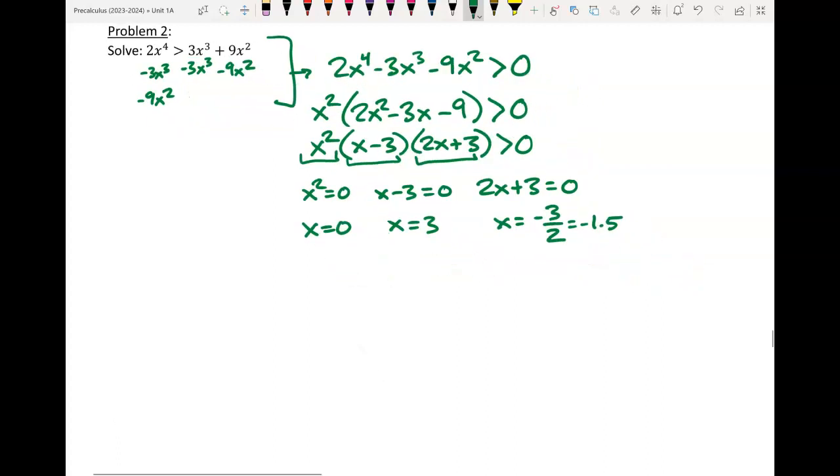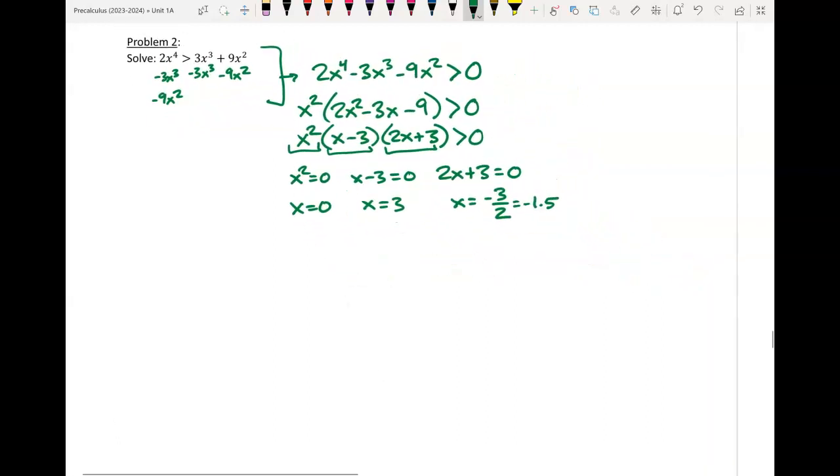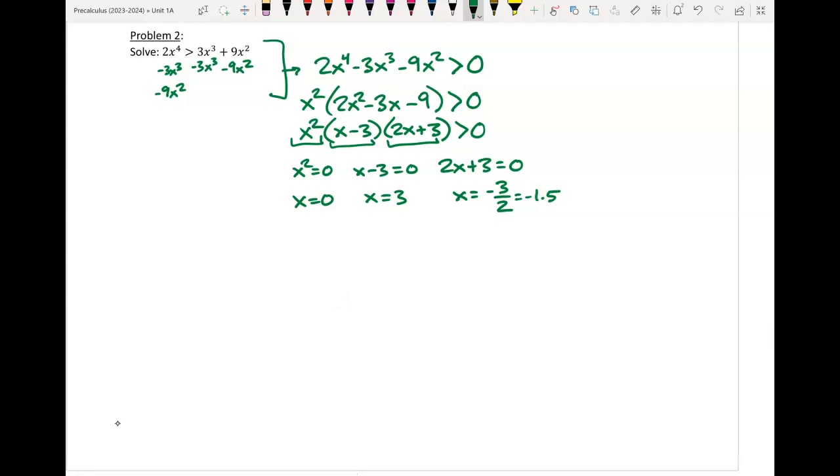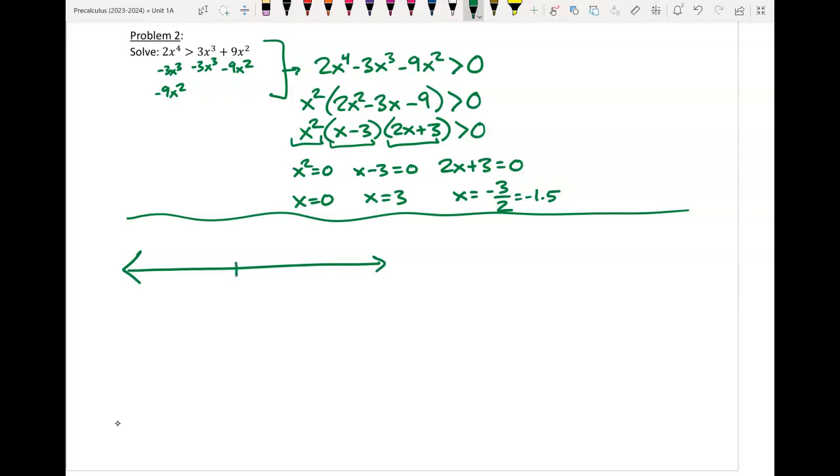All right, let's set up a sign chart then, and let's see what we get. So we have 0 as one of our critical points. We have negative 1.5 as a critical point, and positive 3 as a critical point. So there are my critical points. Those are my zeros, and so we are going to pick numbers within each of those intervals.